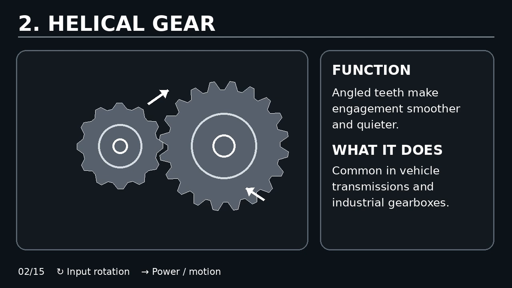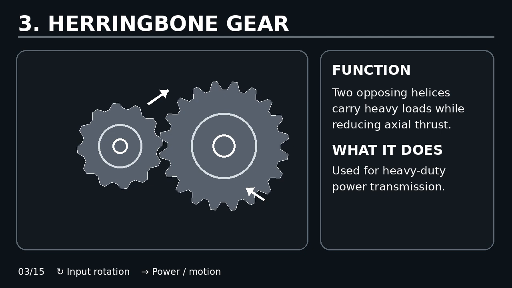That angled tooth pattern makes power transfer smoother and quieter, which is why they are common in transmissions and industrial gearboxes. A herringbone gear combines two opposing helical tooth patterns. The design is strong for heavy loads and helps cancel the sideways thrust created by ordinary helical gears.